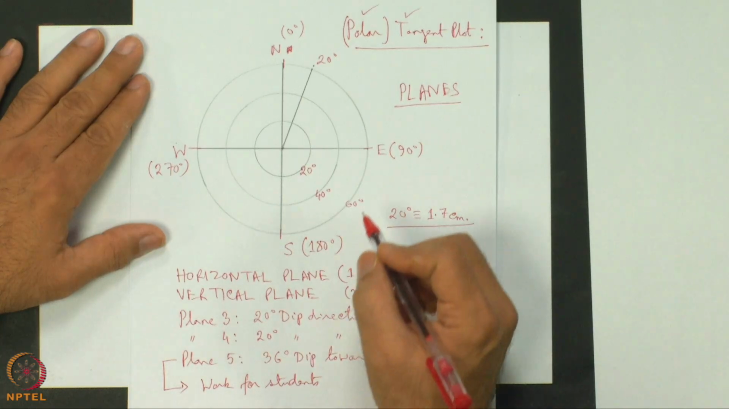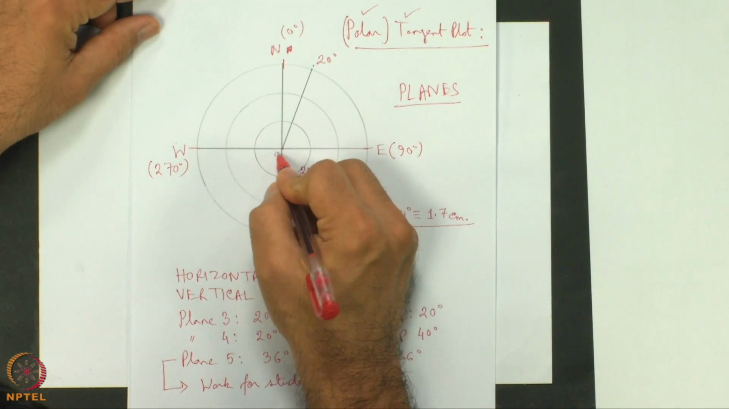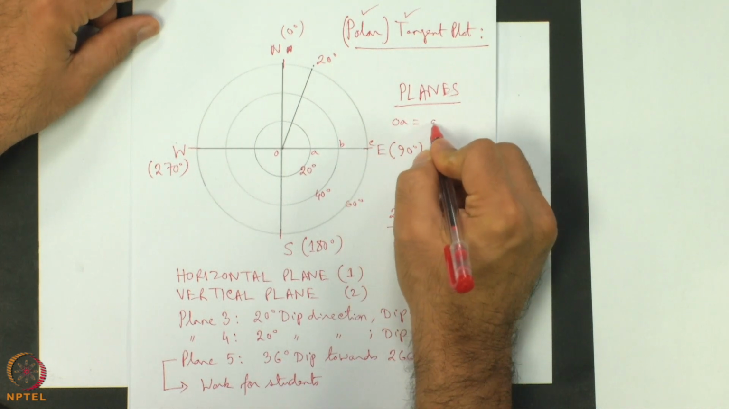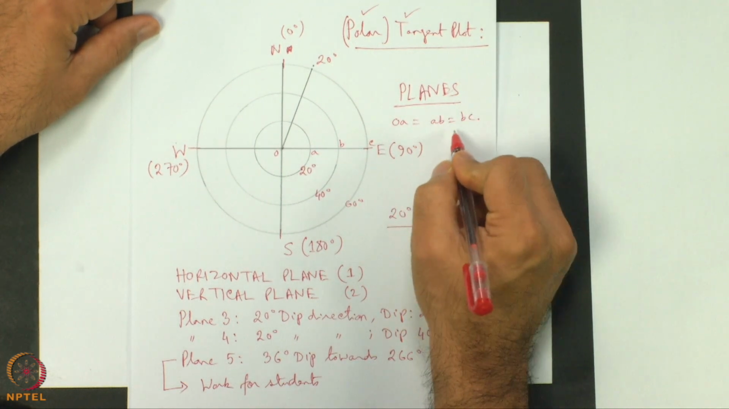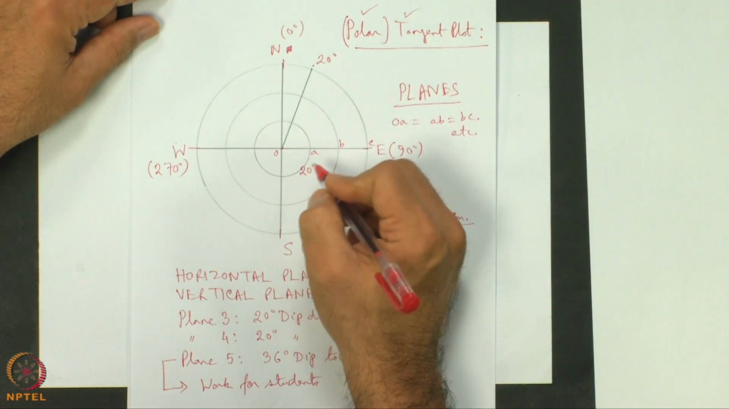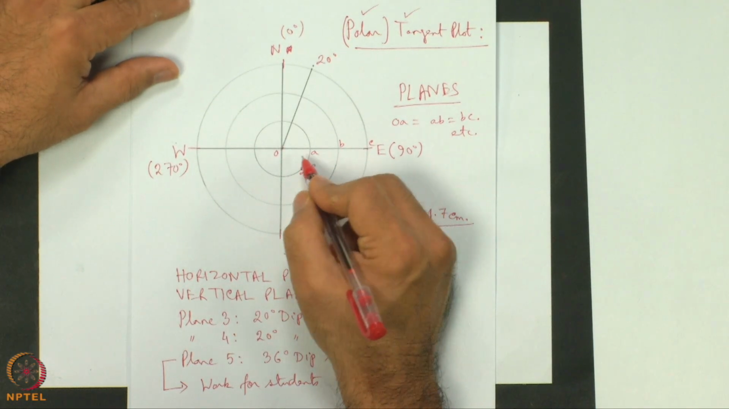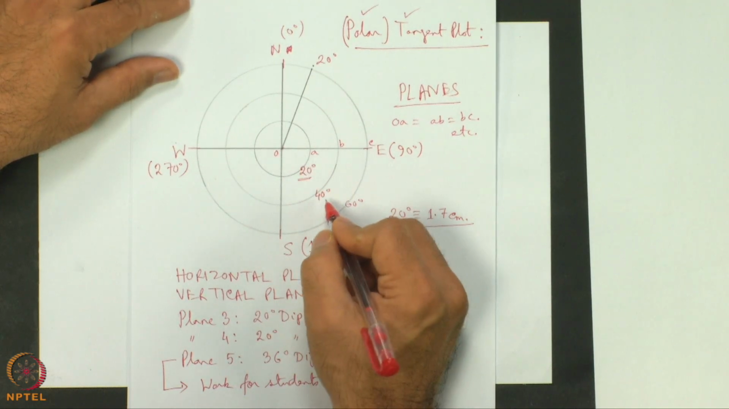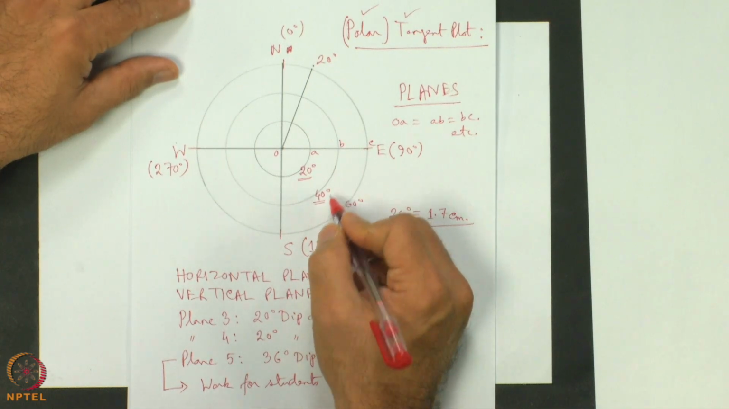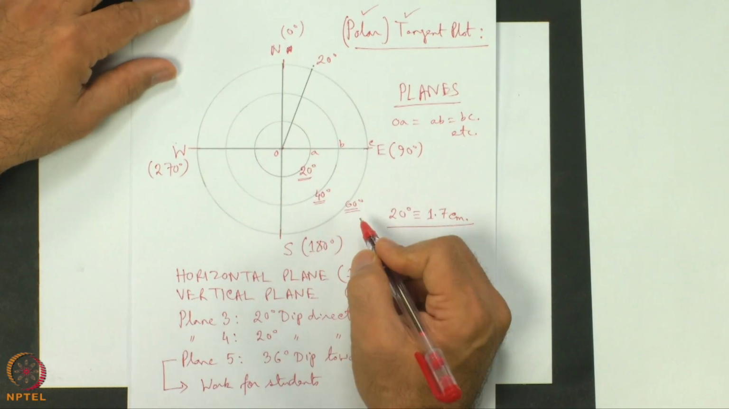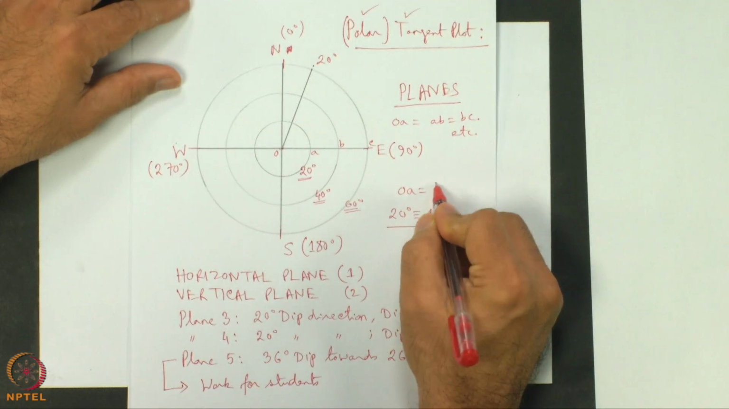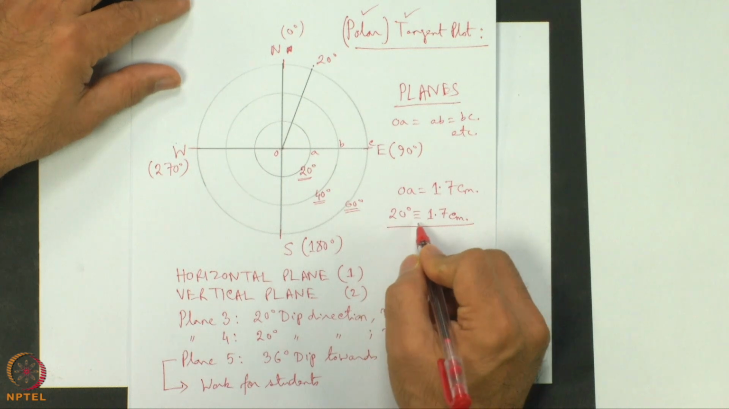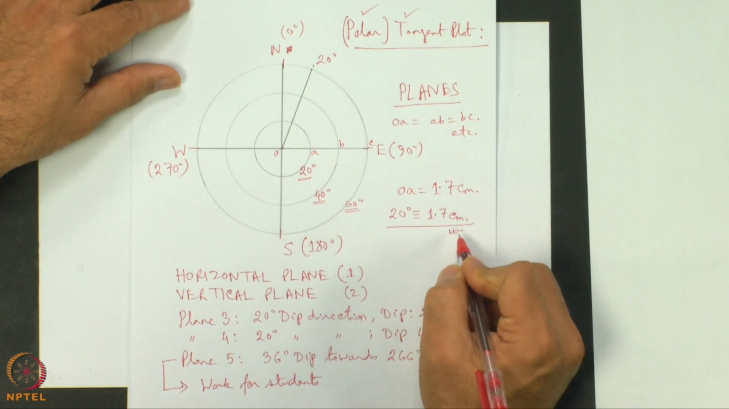Draw circles which are concentric and maintain these distances: OA equal to AB equal to BC, etc. Now, designate the circle with OA radius as 20 degree, the circle with OB radius as 40 degree, the circle with OC radius as 60 degree. OA is equal to 1.7 centimeter, which means 20 degree in my drawing is equivalent to 1.7 centimeter.